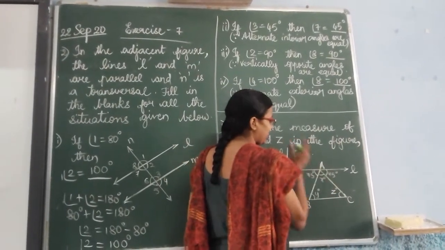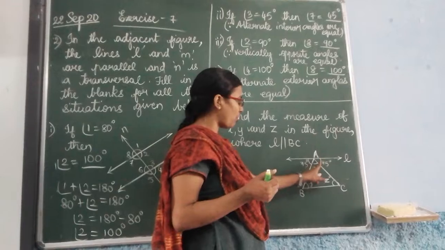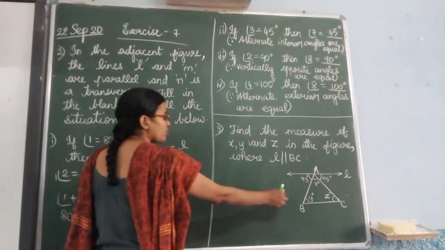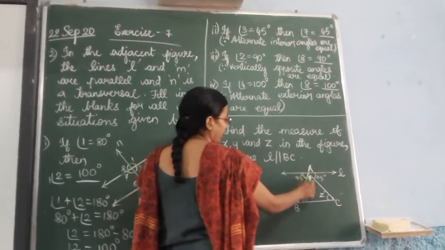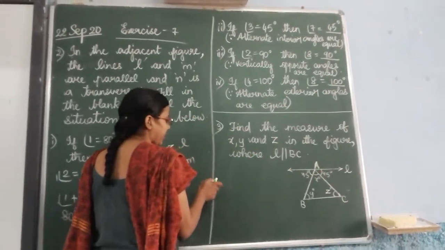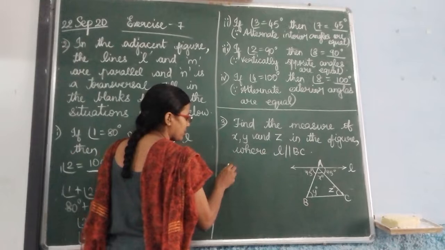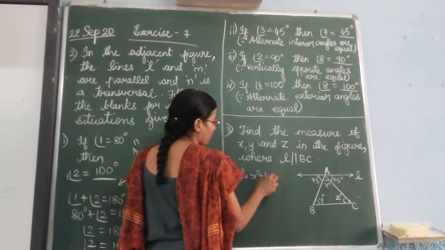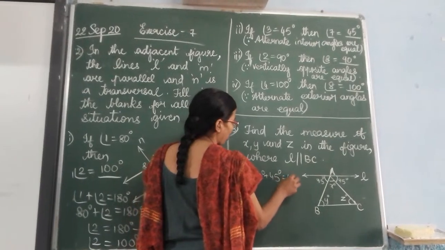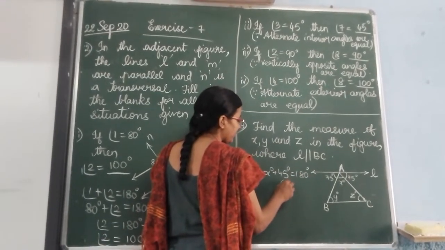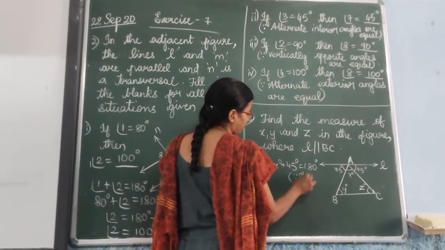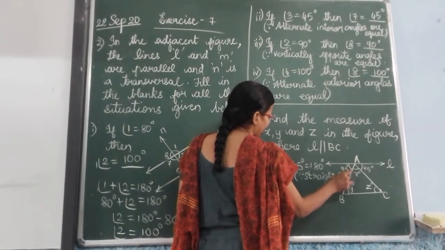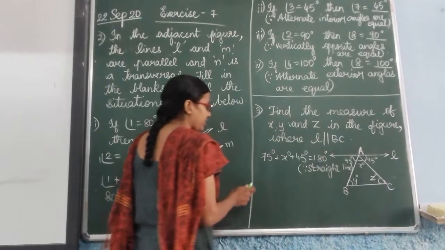You know that L is a line, and the angle formed on a straight line is 180 degrees. That part you know. So, here this full angle, if you add, you are going to get 180 degrees. So, 75 degrees plus x degrees plus 45 degrees is equal to 180 degrees. Why? Since straight line.